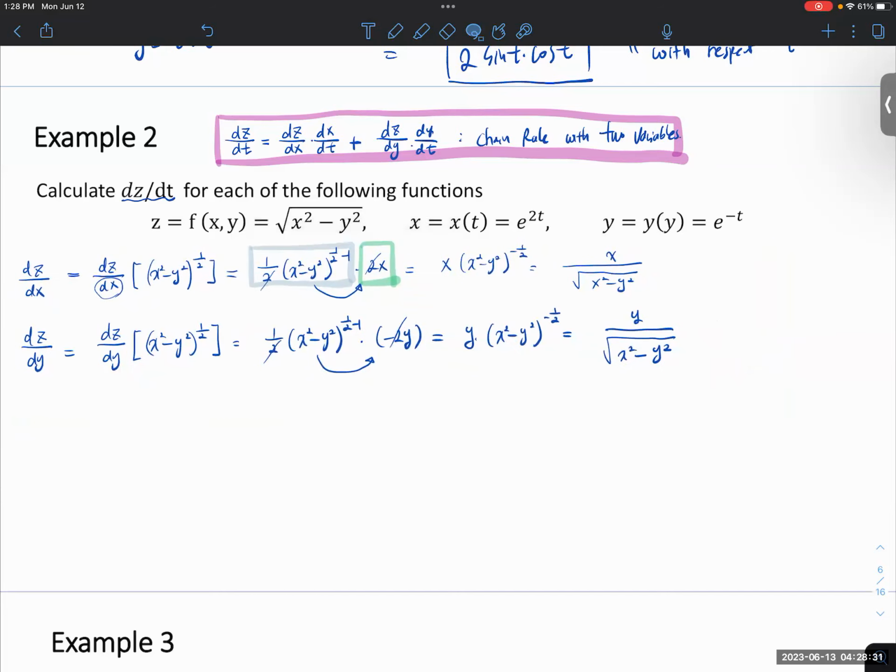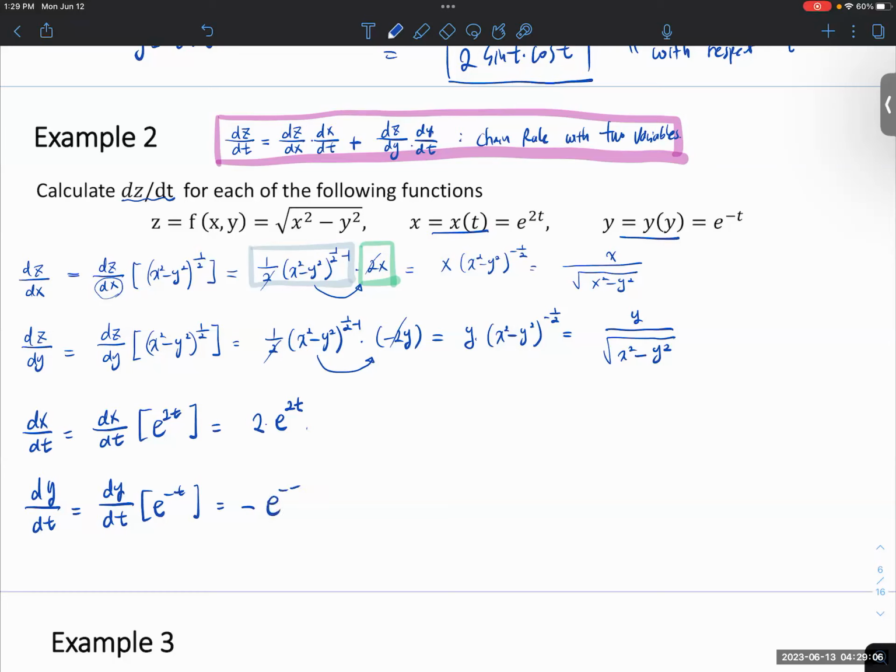And now you have to do the sub, the x function itself. So the dx over dt. You are taking the x equation with respect to t. So what happens? This is a 2t. If you remember, you're going to bring the 2 to the front and keep e to the 2t. Then dy over dt, e to the negative t, so negative 1 times e to the negative t. So we have all the information, don't we?